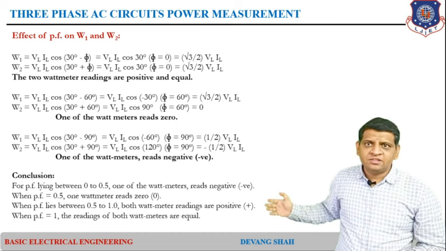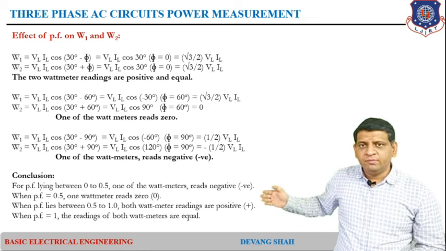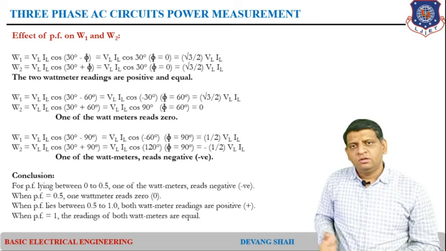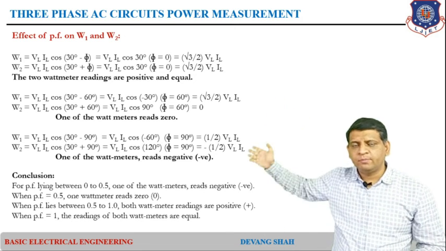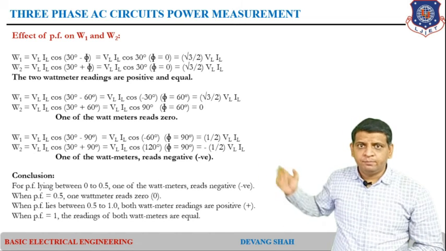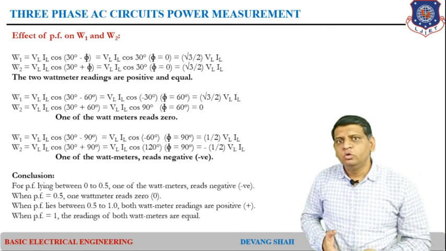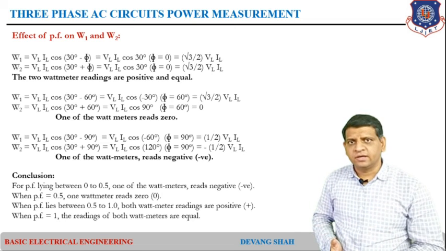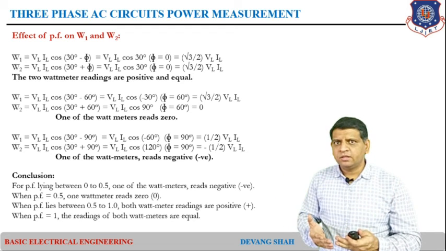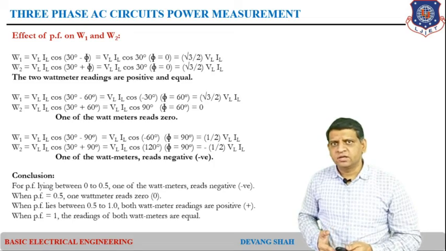When the power factor lies between 0.5 and 1, both wattmeter readings are positive, and if the power factor is equal to 1, both wattmeters are equal, the same, and positive, right. So this is case number 1 where power factor is equal to 1, case number 2 where power factor is equal to 0.5, and case number 3 when power factor is between 0 and 0.5, right. This is about power measurement in the 2 wattmeter method in 3-phase AC circuits. We have discussed the 3 wattmeter method, the 2 wattmeter method, and the power factor calculation of these 3-phase AC circuits, right.